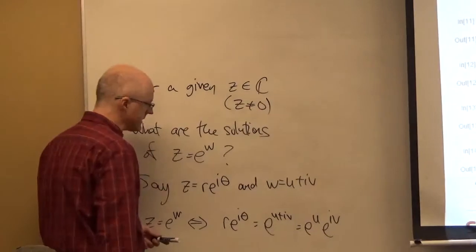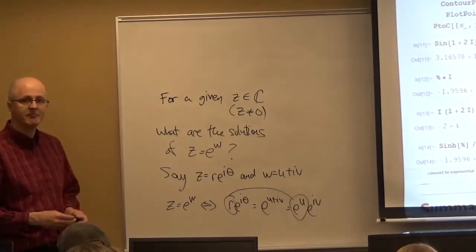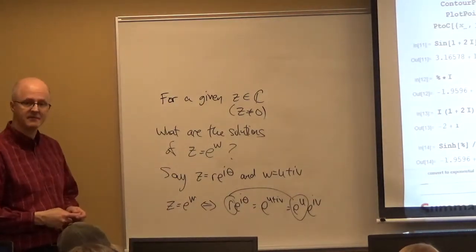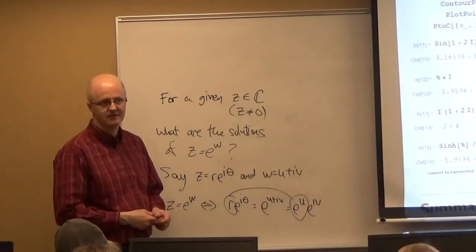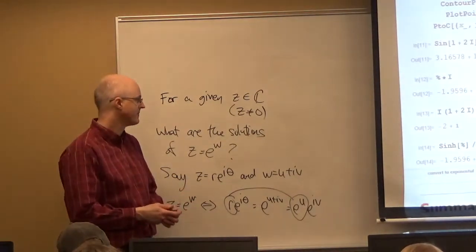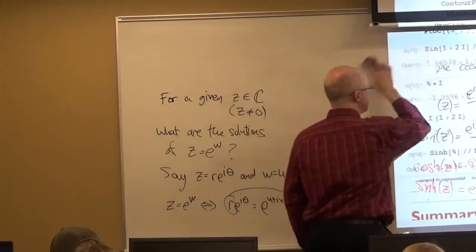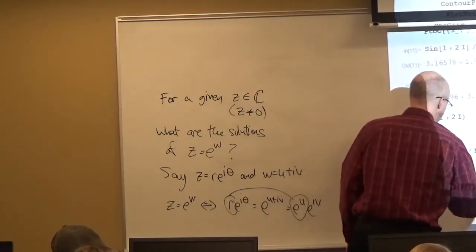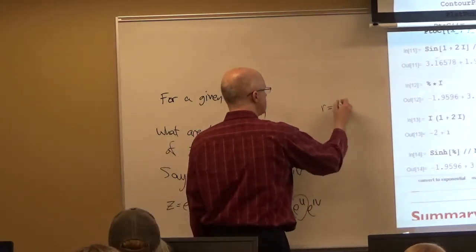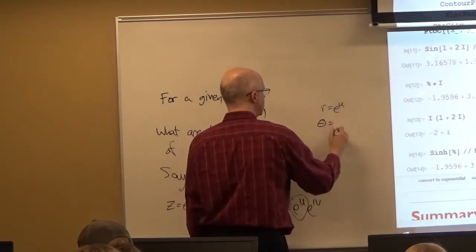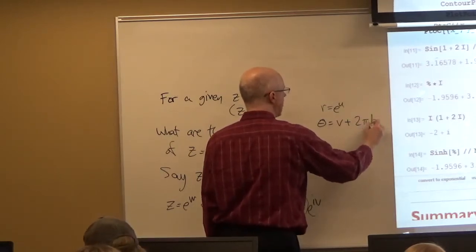In order for these two things to equal each other, certainly r does need to equal e to the u, because that's the modulus of both of these numbers. The moduli have to be the same if these numbers are going to be the same. The arguments, though, theta does not have to equal v. Theta can be some form of the argument of this, but it's not necessarily equal to v. It equals v up to some integer multiple of 2 pi. r must equal e to the u, and theta must be v plus some integer multiple of 2 pi, 2 pi times k for some integer k.